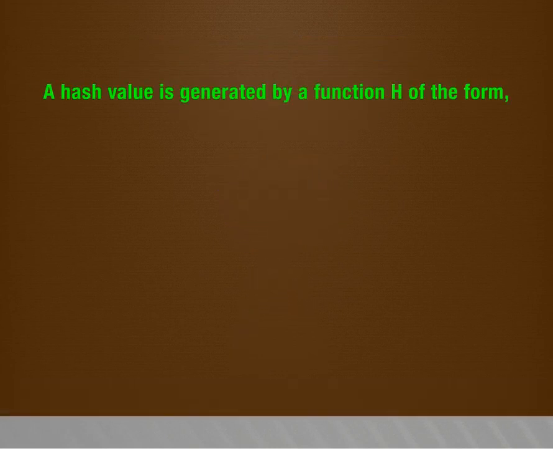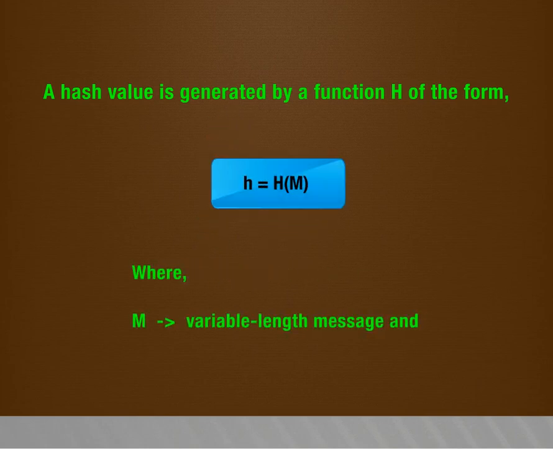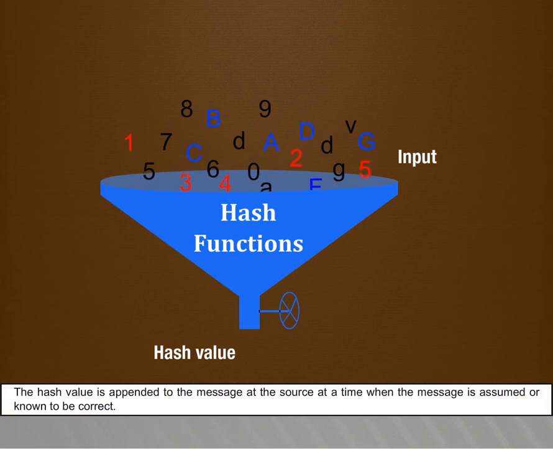A hash value is generated by a function H of the form h = H(M), where M is a variable length message and H(M) is a fixed length hash value. The hash value is appended to the message at the source at a time when the message is assumed or known to be correct.